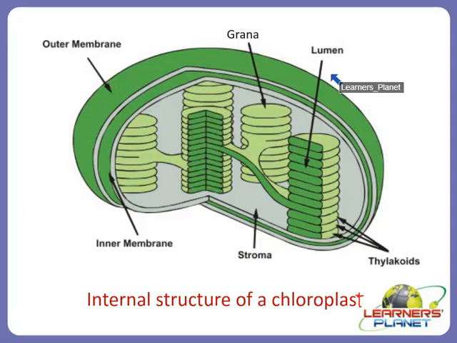The outer membrane is the membrane which covers the inner membrane and also covers the entire structure, that is the grana, stroma, thylakoids and lumen. The inner membrane is just beneath the outer membrane. It also protects the internal structure, meaning all the structures present in the chloroplast. So chloroplast is actually a double-layered membrane organelle, that means an outer membrane and an inner membrane. Now let us discuss grana, stroma and thylakoids.